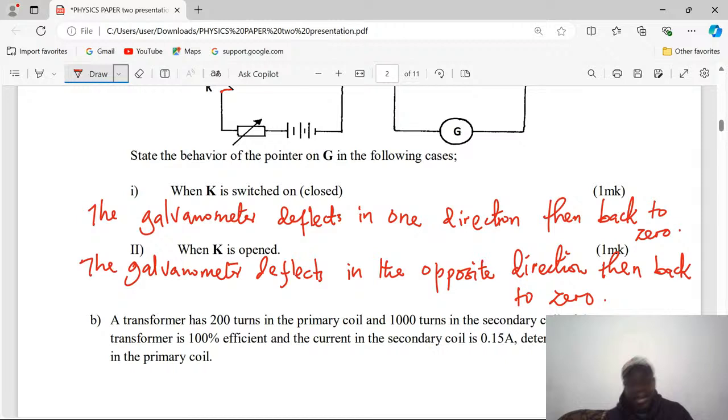Because current takes shorter time to die from maximum to zero than it takes to build up from zero to maximum, we expect the rate of magnetic flux linkage to be greater during the switching off than the switching on.